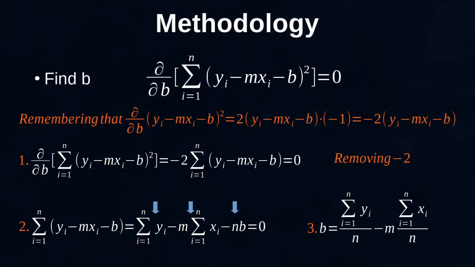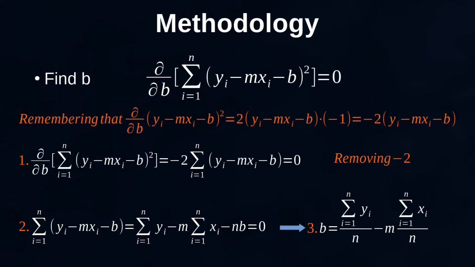Equation 2 shows that we can split the sum into 3 different terms. In particular, in the second term we can put m outside the sum, given that it does not depend on i. And the third term is simply the coefficient minus b, summed n times, so we can simply write minus nb.